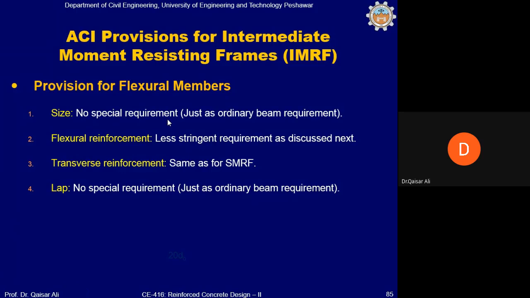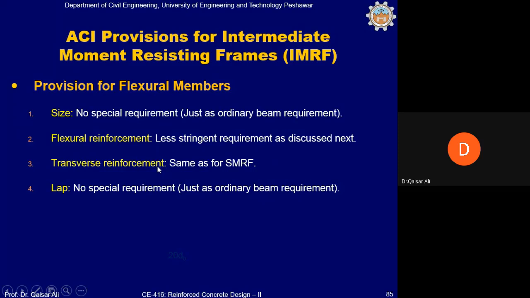In the SMRF requirement, if a beam is part of SMRF, then you have seen that there were a few requirements on the size of the beam. However, if a beam is part of IMRF, there is no special requirement. Flexure reinforcement requirements are less stringent as compared to SMRF. That will be discussed in the next slides.